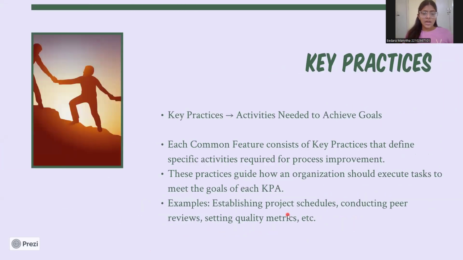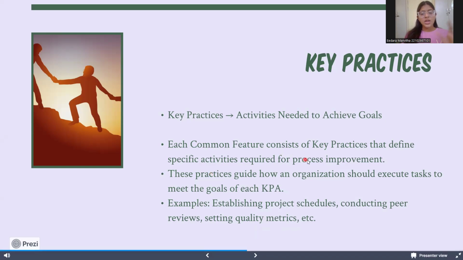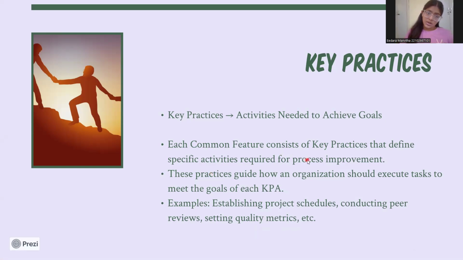So basically, key practices are activities involved in achieving something bigger and essential. Key practices means activities needed to achieve goals. Each common feature consists of key practices as well as KPIs, as we learned in the last slide. Each feature consists of key practices that define the specific activities required for process improvement. These practices guide how an organization should execute tasks to meet the goals of each KPA. Examples are establishing project schedules, conducting peer reviews, etc.